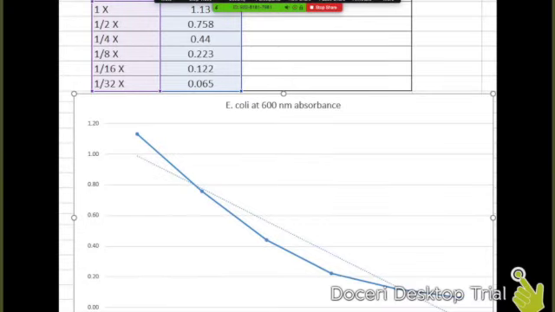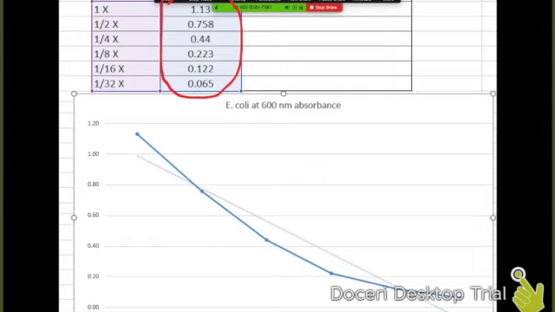And then a 1/2 dilution, so we took half of that. Basically 5 milliliters of the stock, and then added 5 milliliters of saline. That's a half dilution of 0.75. And so that's kind of what we did. And these are the numbers that we came up with from our spectrophotometer.